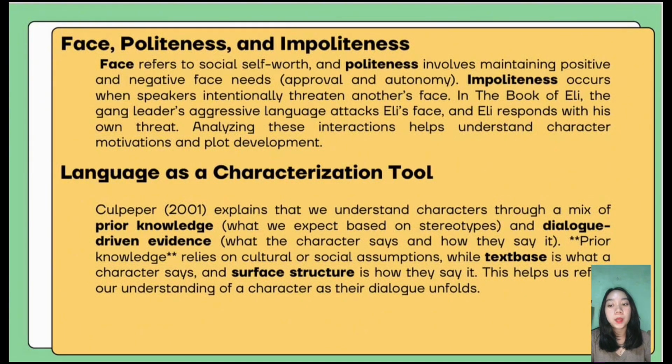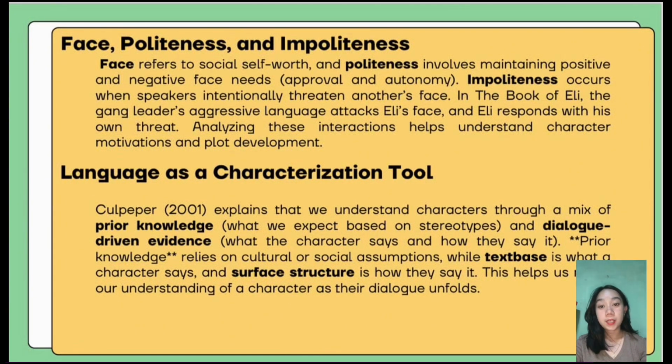Impoliteness happens when someone says something that makes the other person feel insulted or attacked. In the movie The Book of Eli, there's a scene where a gang leader uses rude and aggressive language toward Eli, which is like attacking Eli's face or sense of self-worth. Eli responds by standing up for himself, showing that he won't back down. Looking at these moments helps us understand why characters act the way they do and how the story unfolds as it shows the conflicts and power dynamics between them.